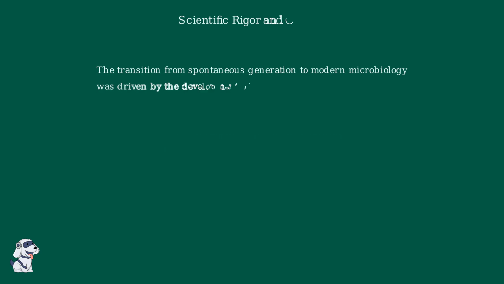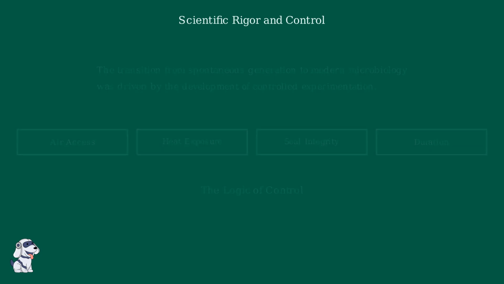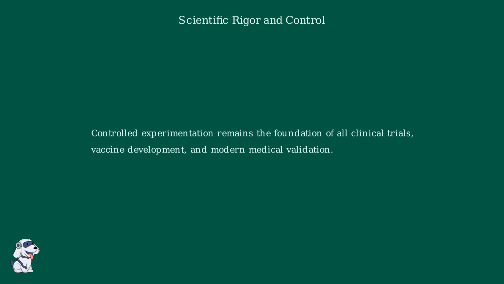The history of microbiology is defined by the evolution of scientific rigor. Each experiment from Redi to Pasteur was not just about testing life, but about mastering variables. Scientists learned to isolate environmental factors such as air, heat, and physical access to eliminate bias. By holding these variables constant, they ensured that their results were based on evidence, not assumptions. Today, this standard of control remains the bedrock of medical science. It is the fundamental process used in clinical trials and pharmaceutical validation, ensuring that what we discover today is accurate and reproducible.